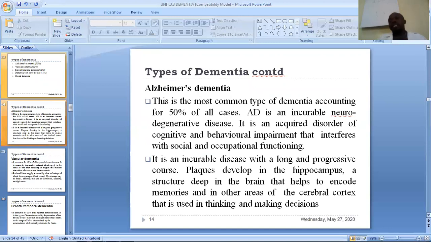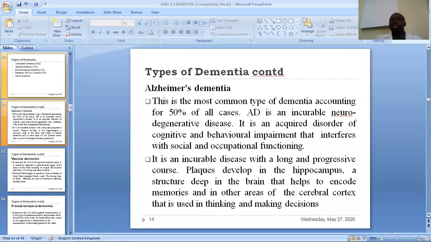Now, let's talk about these types of dementia one by one. Let's begin with Alzheimer's dementia. This is the most common type of dementia, accounting for 50% of all cases, like I have already mentioned. Alzheimer's dementia is an incurable neurodegenerative disease. It is an acquired disorder of cognitive and behavioral impairment that interferes with social and occupational function.